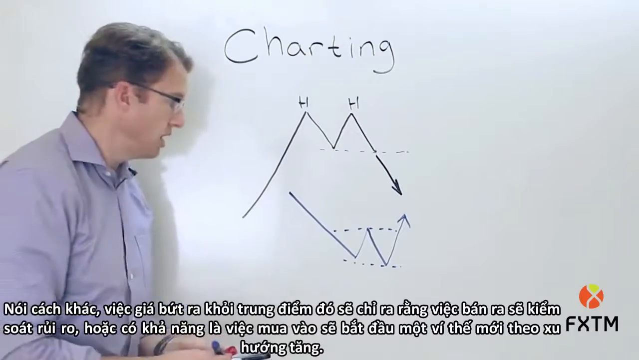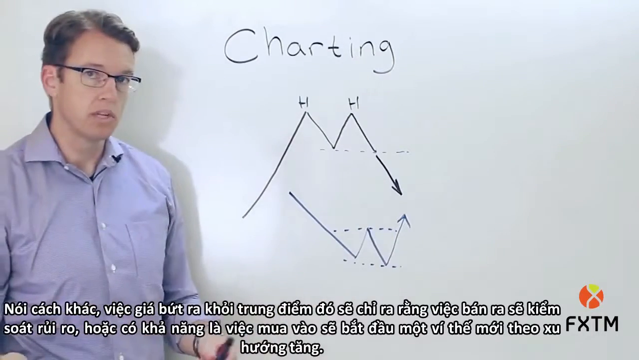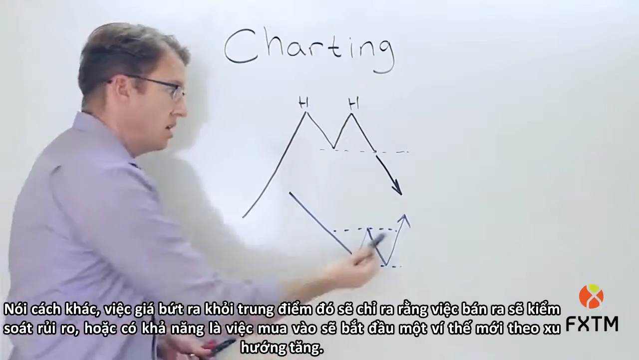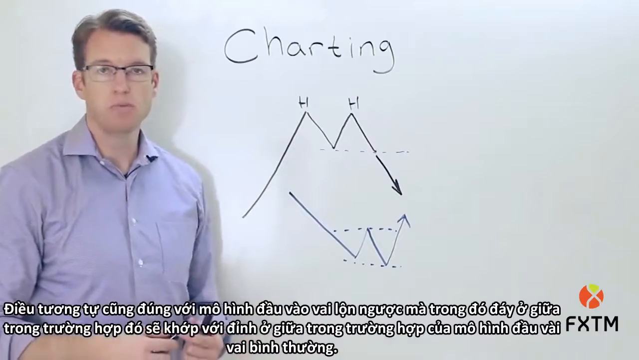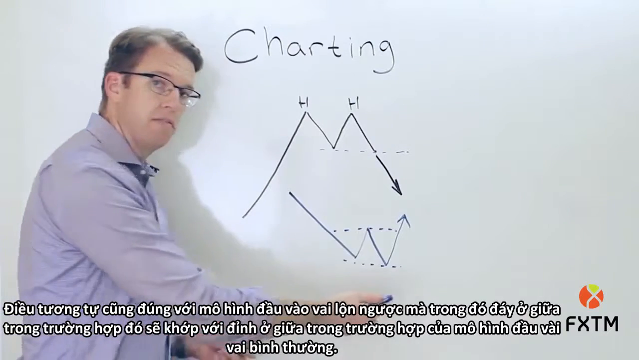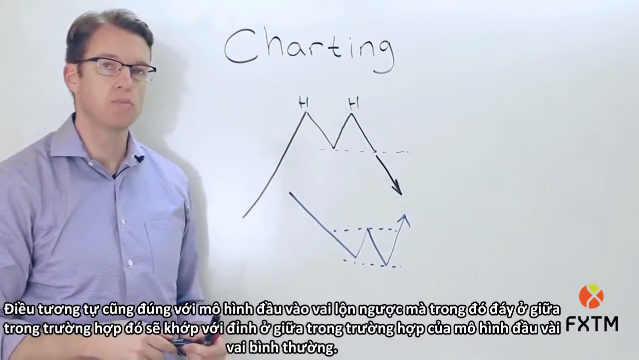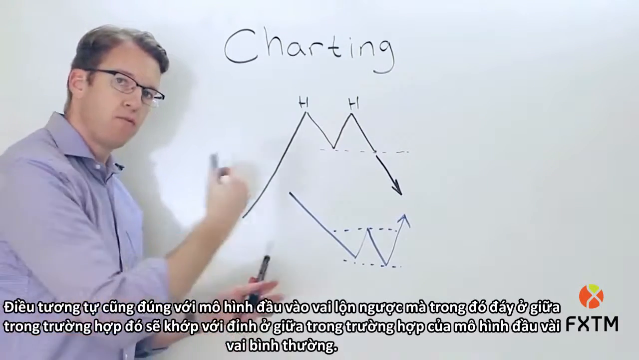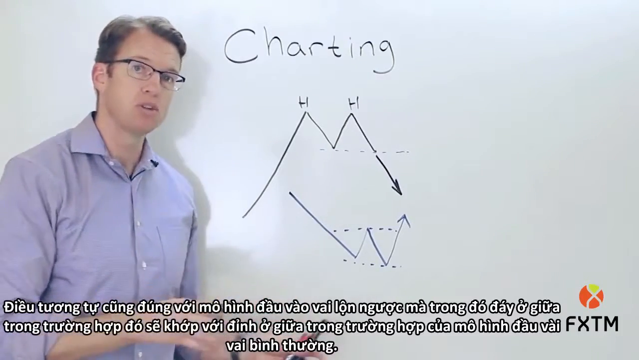In other words, a break beyond that midpoint would indicate that shorts should be controlling their risk, or potentially longs should be initiating a new position to the upside. The same thing is true with an inverted head and shoulders pattern, where the middle trough in that case would match the middle peak in the case of a regular head and shoulders pattern. So once you learn one form of this pattern, you can apply it both for bearish as well as for bullish opportunities.